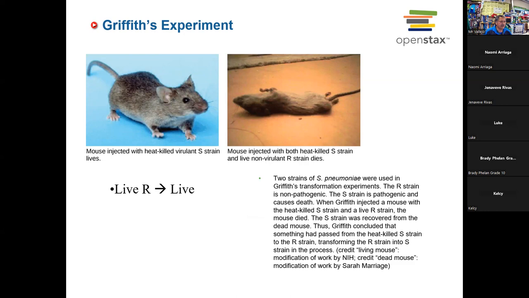So if you take a look at the bottom left of my slide, it says live R. If you take some live R strain bacteria and inject that into a mouse, well, it still lives. That makes sense because the R strain doesn't cause a disease. On the other hand, if you take the S strain of that bacteria and inject it into the mouse, well, shoot, they die. That is unfortunate, but it's what is to be expected.